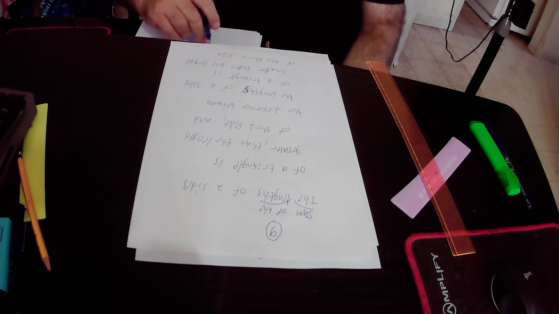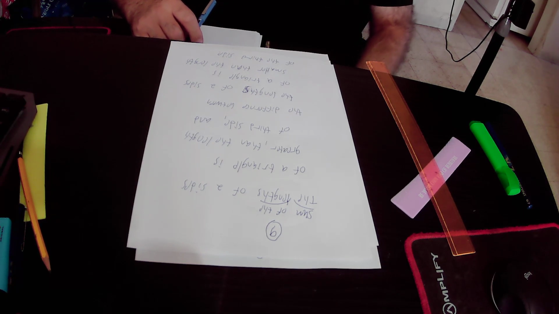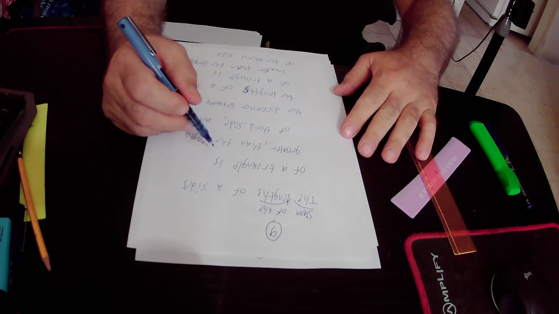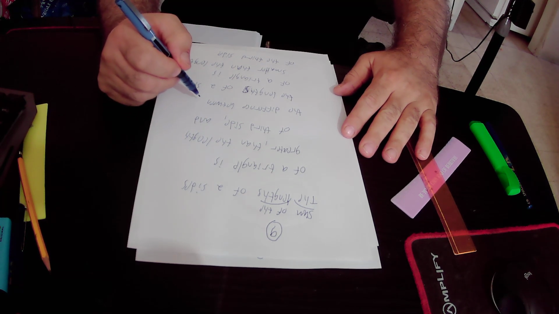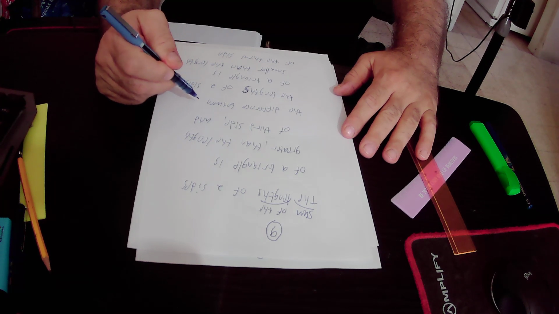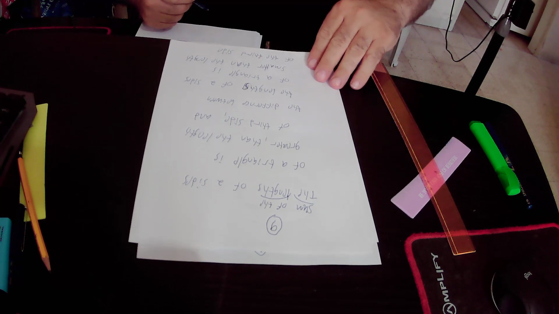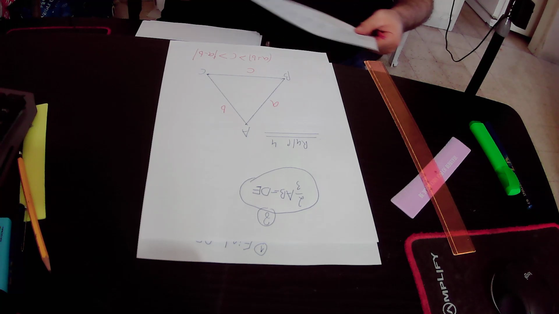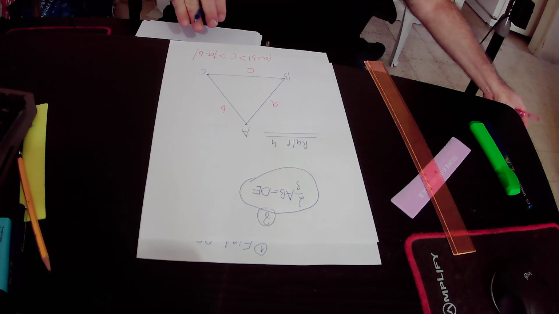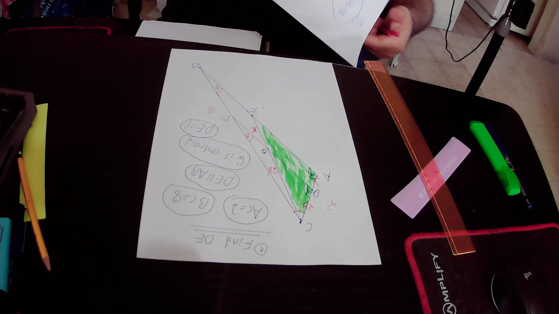The sum of the length of two sides of a triangle is greater than the length of the third side, and the difference between the lengths of two sides of a triangle is smaller than the length of the third side. Okay, that is rule number 4. So we actually can implement rule number 4 in our triangle ABC.